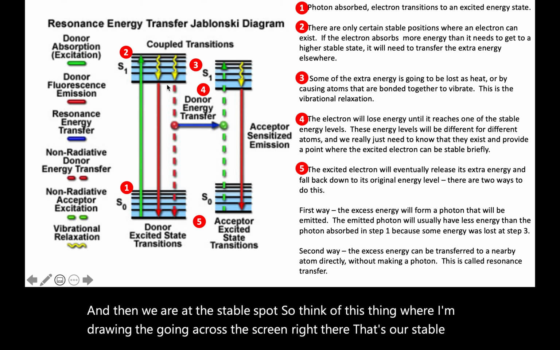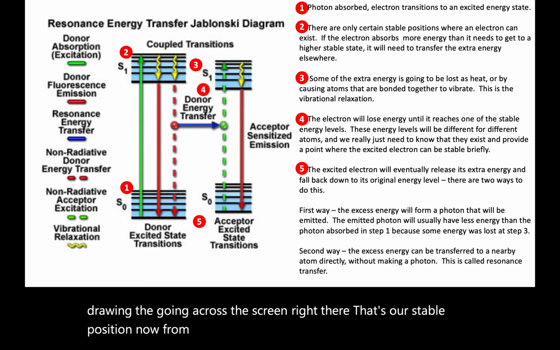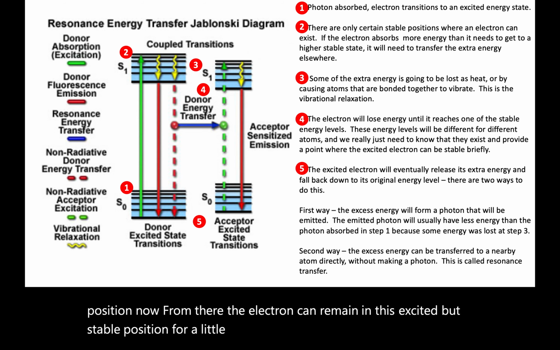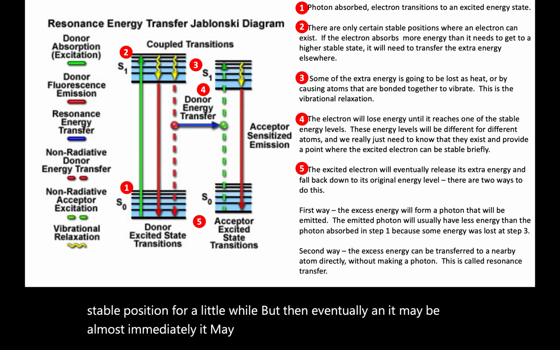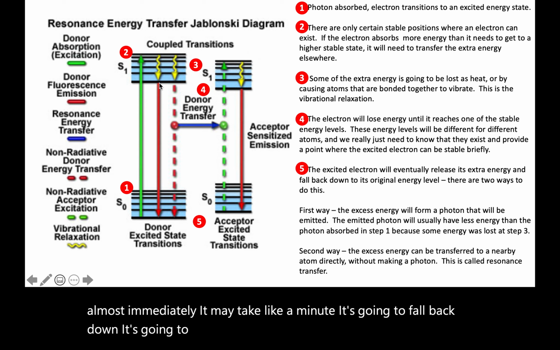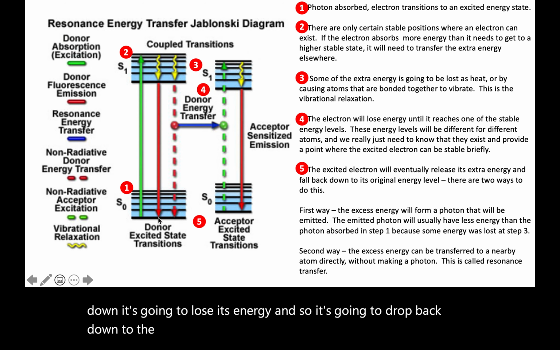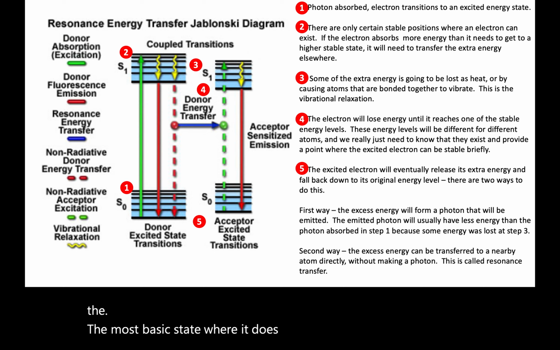Now, from there, the electron can remain in this excited but stable position for a little while, but then eventually, and it may be almost immediately, it may take like a minute, it's going to fall back down, it's going to lose its energy, and so it's going to drop back down to the bottom state, which is called the ground state. That's the most basic state where it does not have any extra energy inside of it.